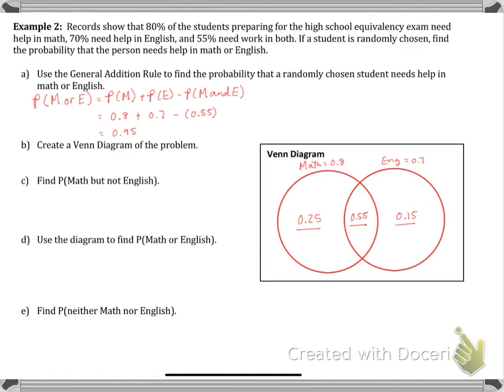Let's answer part C. What's the probability that a student needs help in math but not English? That would be this 0.55. Sorry, 0.25, I misspoke.